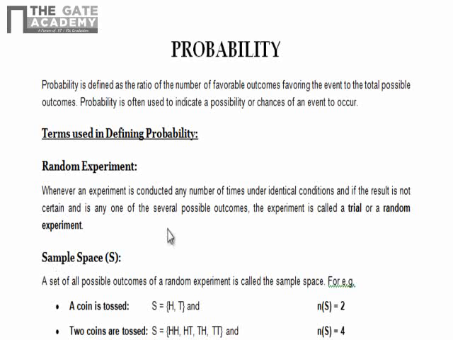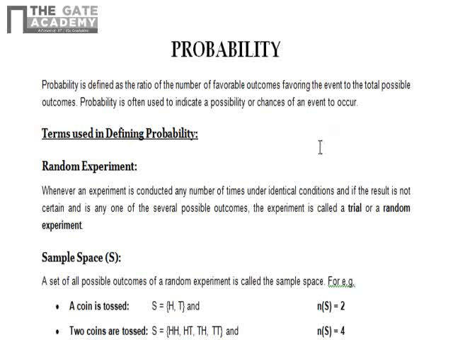Now we'll start with one of the important chapters, that is probability. First, we'll learn the definition, which we'll understand only after solving the problem. So don't worry. Probability is defined as the ratio of the number of favorable outcomes favoring the event to the total possible outcomes. Probability is often used to indicate a possibility or chance of an event to occur.